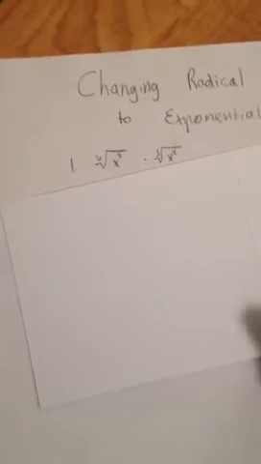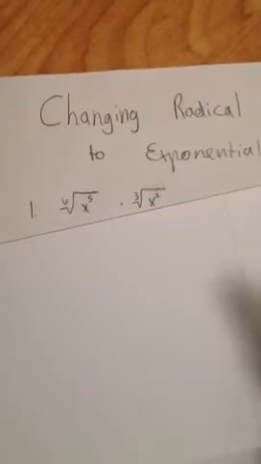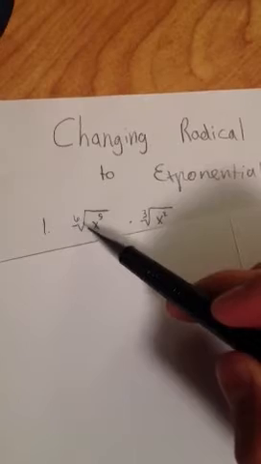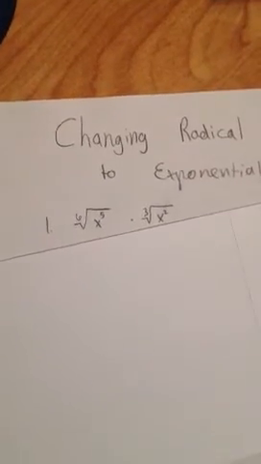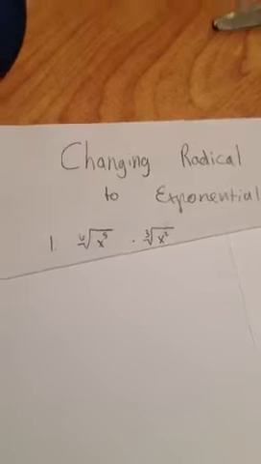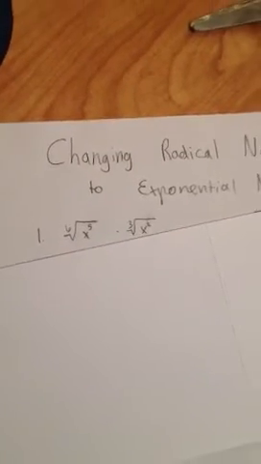My name's Kevin, and today we'll be changing radical notation into exponential notation. So we start off with our equation, which is the 6th root of x to the 5th, times the cubed root of x squared. Now a little bit about radical notation.